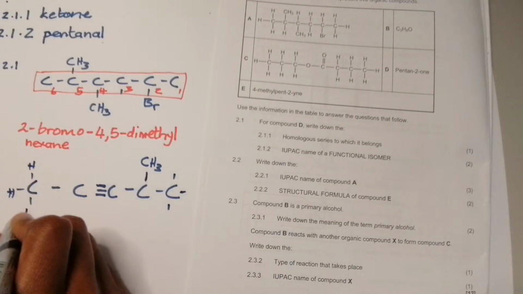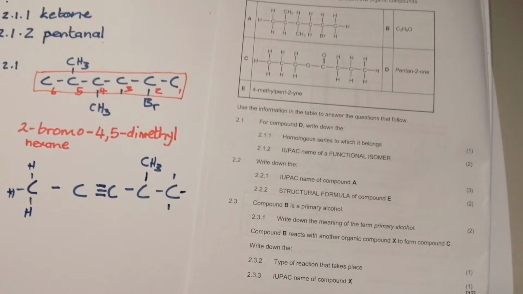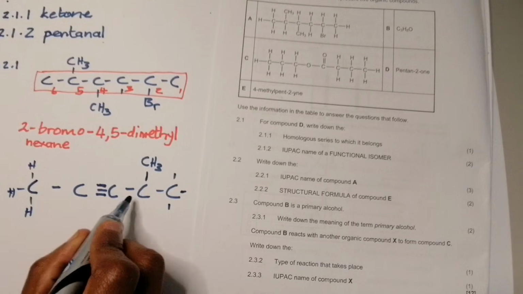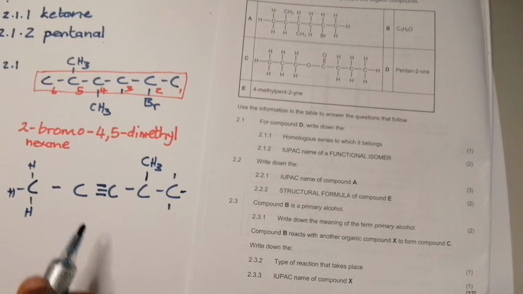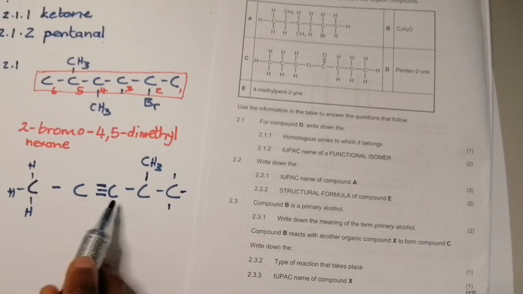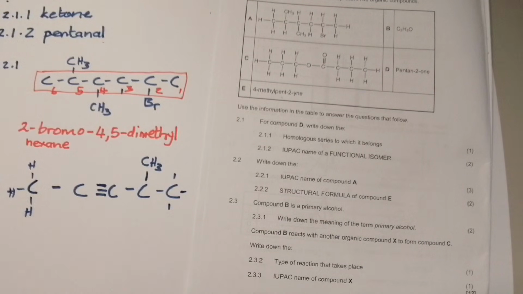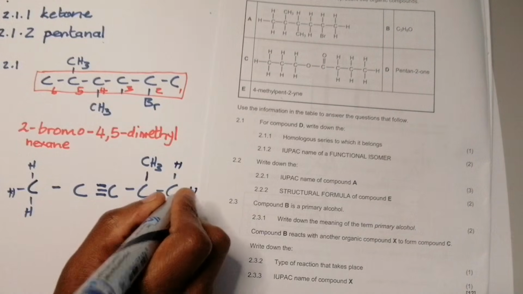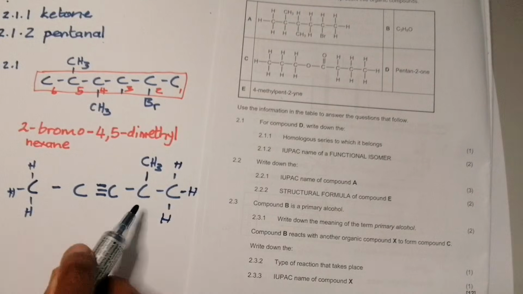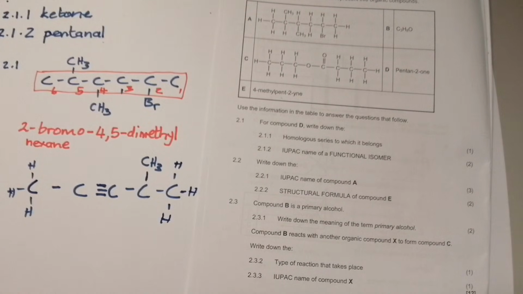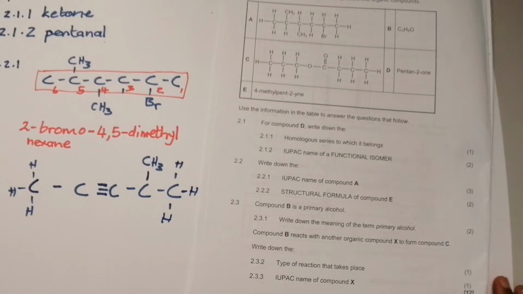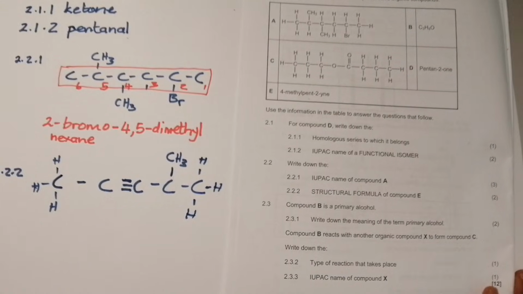So that's 4-methyl, pent-2-yne. Remember, between carbon number 2 and 3, we take the smaller number, so it's got a triple bond there. And there it is: 4-methyl, pent-2-yne. All right. Next question. Now we go on to question 2.3.